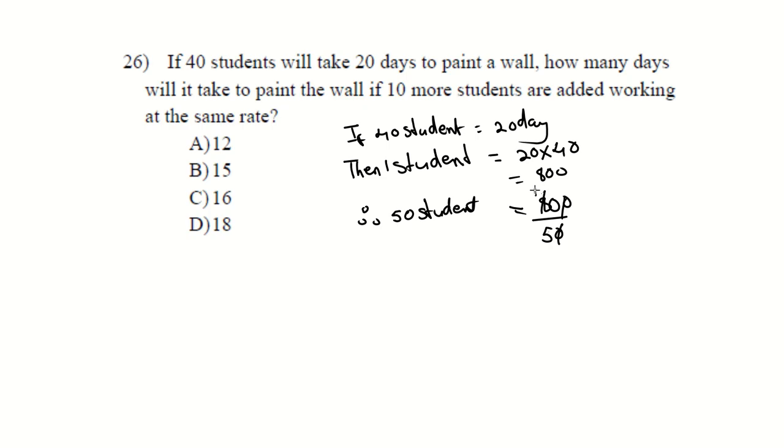5 goes into 16 three times, remainder 1, so 16 days. So 50 students would take 16 days to paint the wall. Alright, and that is the end for January 2025.